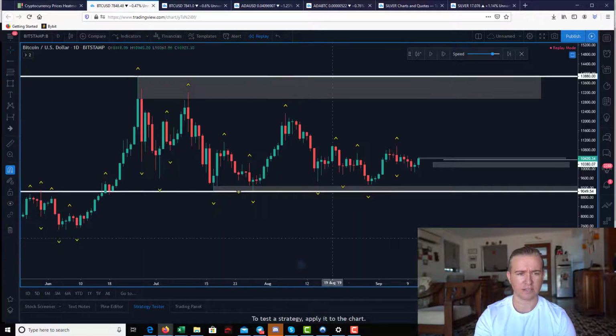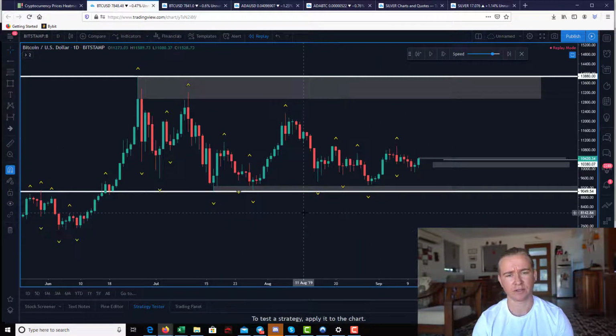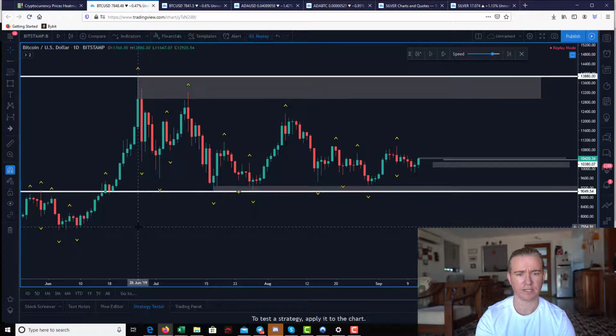So this is a Bitstamp 1 day Bitcoin US dollar chart, and I've marked the ranges of 13,800 down to $9,000 levels. So this is the distribution range that we were in the middle of last year. I'll put the previous fractal tutorial in the description box below, and we'll just quickly go through this.